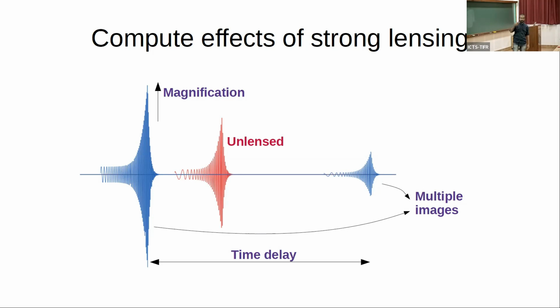So when I say that we are going to solve the lensing problem, we are going to find these three things. How many images are there? What is their pairwise time delay? And what are their individual magnifications?